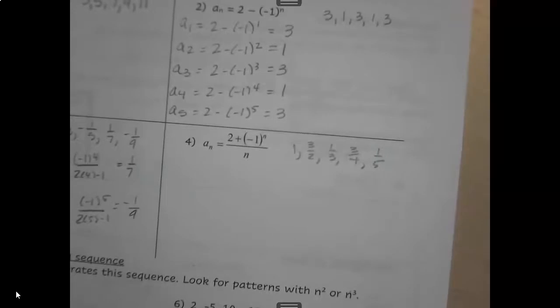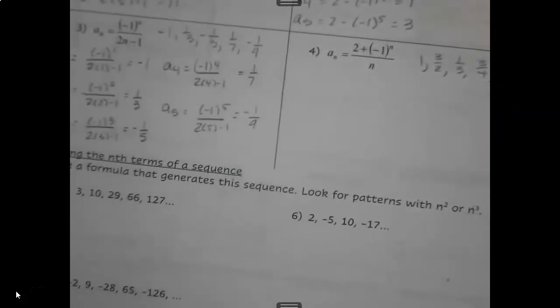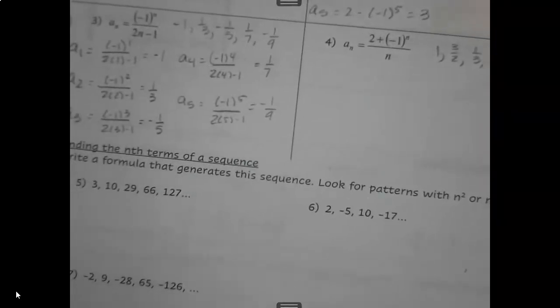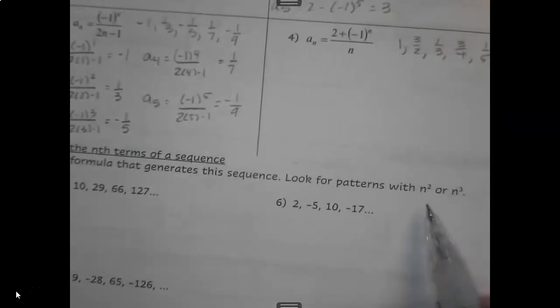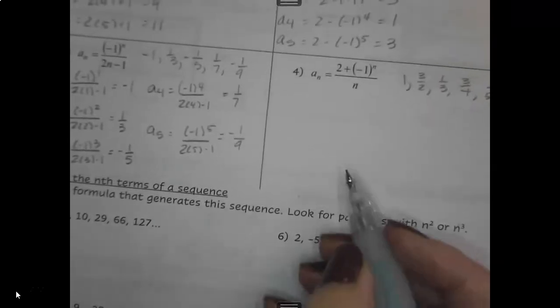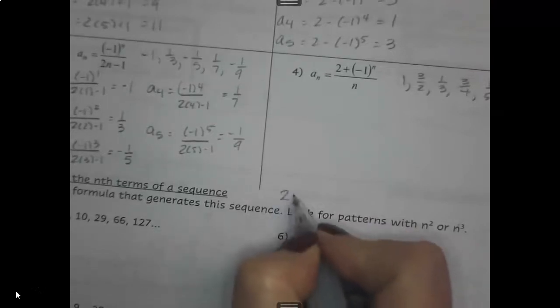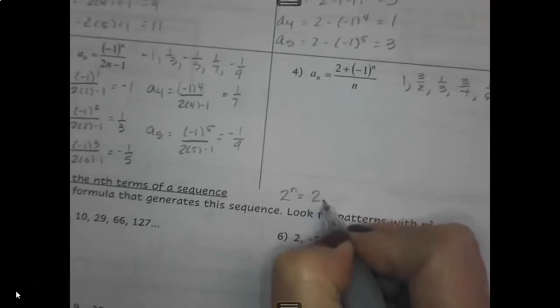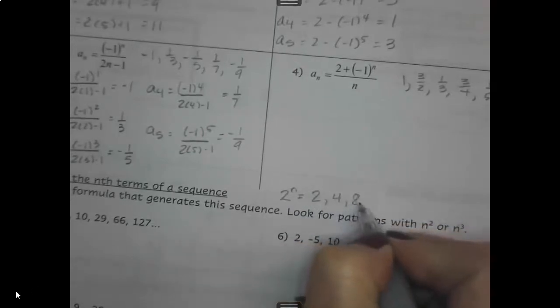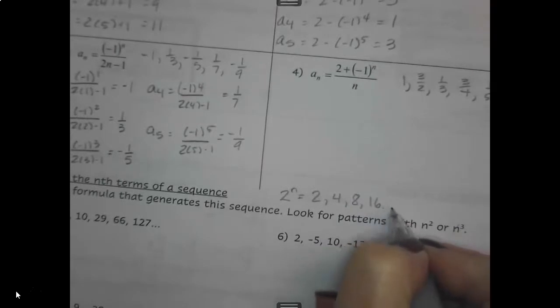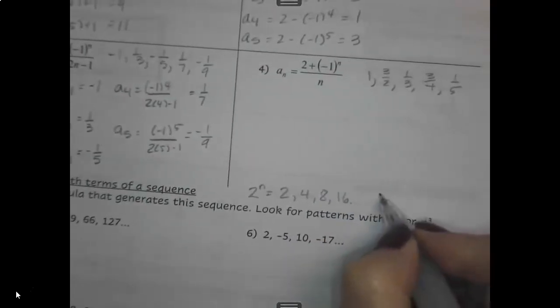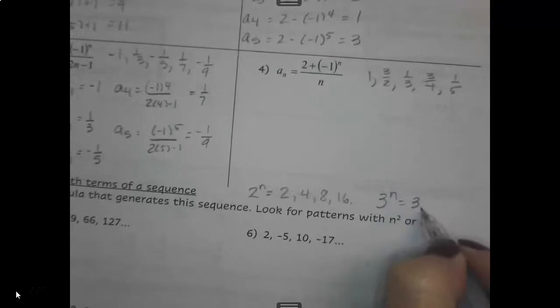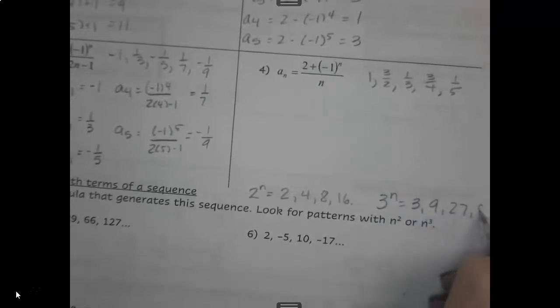One of the things we'll ask you to do is to write formulas from a sequence, to try to figure out what the formulas are. We tell you to look for patterns for n squared and n cubed. And just to remind you, 2 to the nth power, so you might recognize some of the numbers, would be 2, 4, 8, 16, etc. And sometimes it's nice to remind you about 3 to the n. That would be 3, 9, 27, 81.